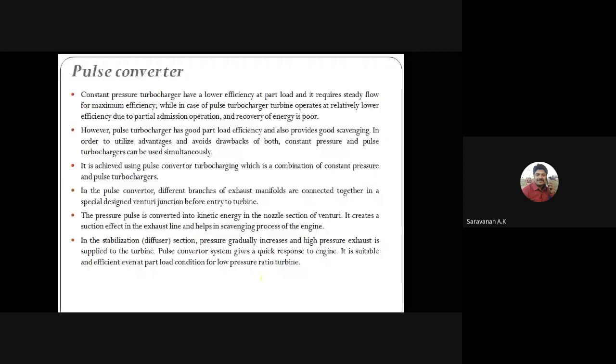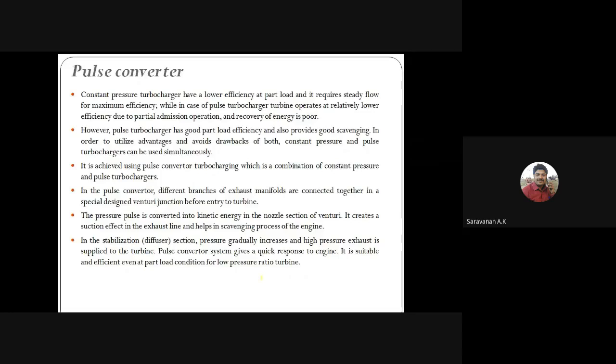The pulse converter system gives a quick response to the engine, so it is very suitable and very efficient for the part load condition of any engine, and for the low pressure ratio of the turbines also, right? So these are the three methods used for turbocharging. We now know what turbochargers and superchargers are, right?